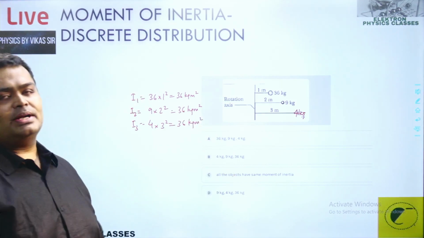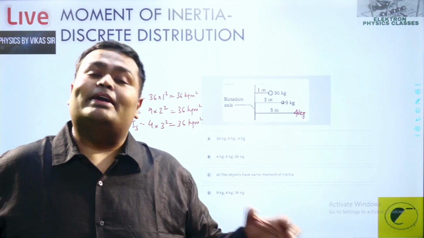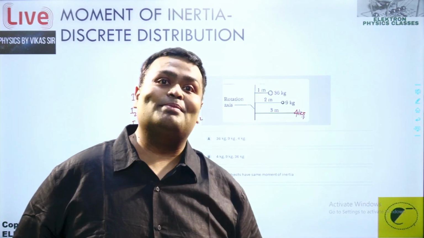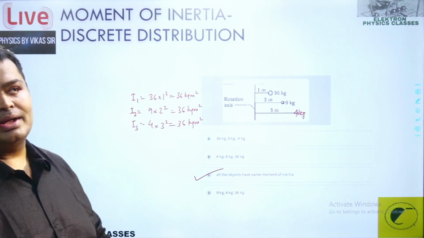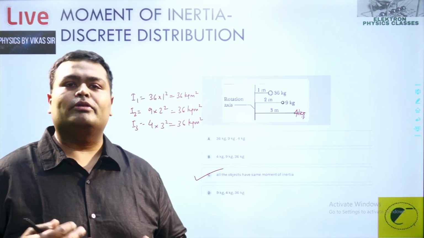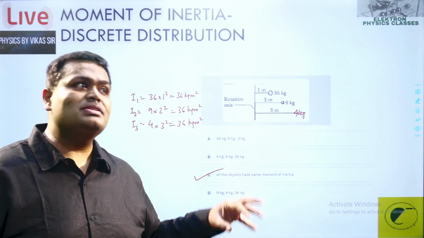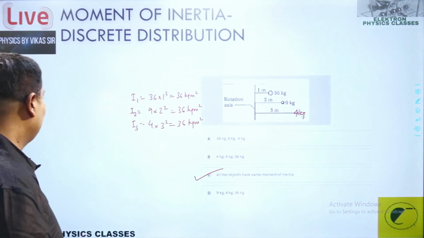That means all three particles are having identical moment of inertia. They were having a different distribution, they were having a different mass, but something is the same, the moment of inertia. So all of the objects have the same MOI. I would like to say MOI, moment of inertia; AOR, axis of rotation; COM, center of mass; conservation of linear momentum. Good abbreviations.